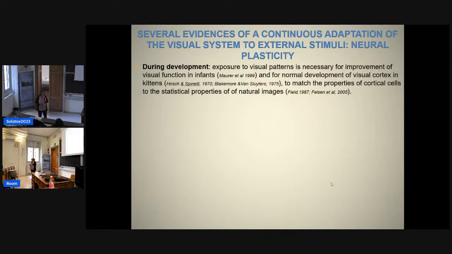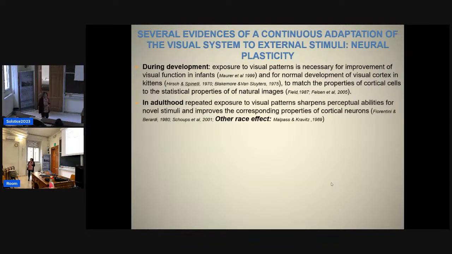We know that there is several evidence that our brain and also the visual system is very plastic. And we know that during development, for example, humans or animals need to see the world in order to improve their visual function. And as long as they see the world, their cortical cells tune their properties to match the properties of natural images. And this happens also during adulthood. So plasticity is continuous until we die. Our brain is plastic, and is able to learn new things.